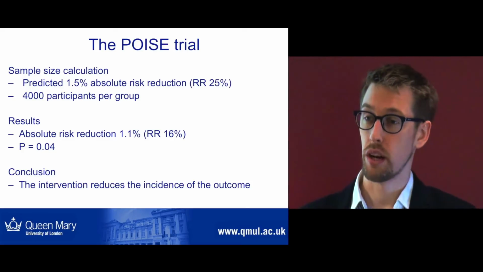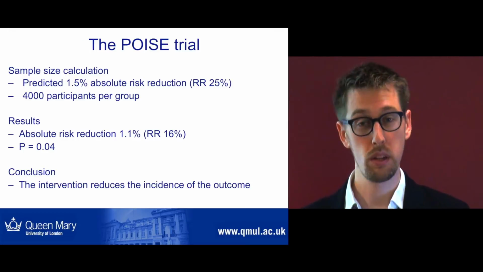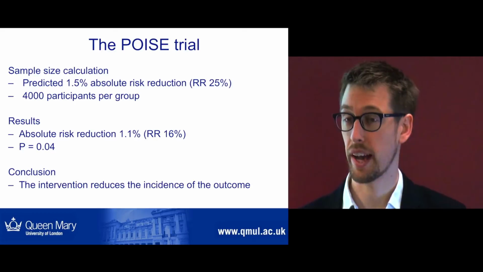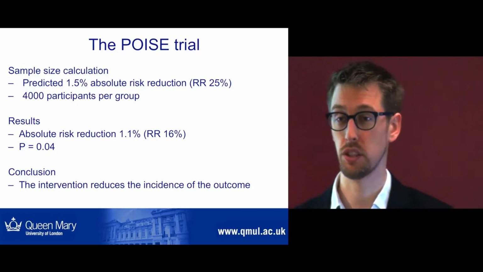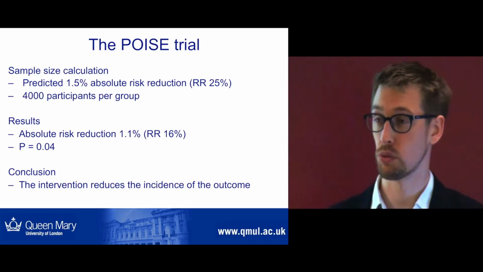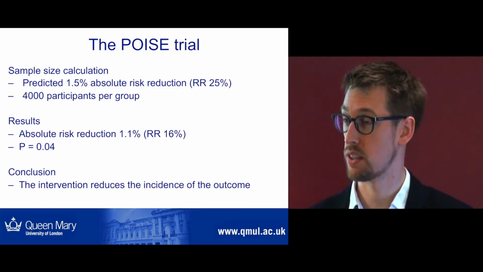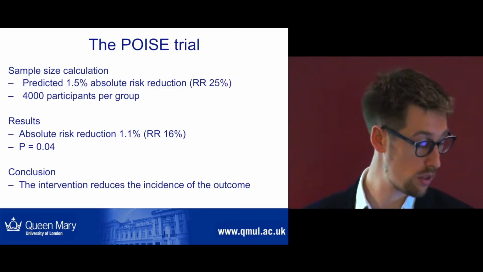So we have two trials that demonstrate similar changes in relative risk and had prospective sample size calculations, but those results were interpreted differently because of the results of that hypothesis test, that there's a difference from the null hypothesis.